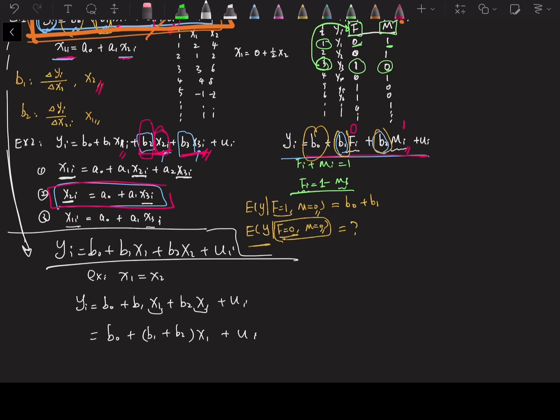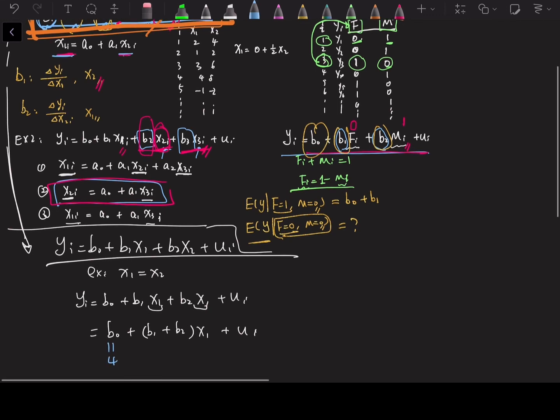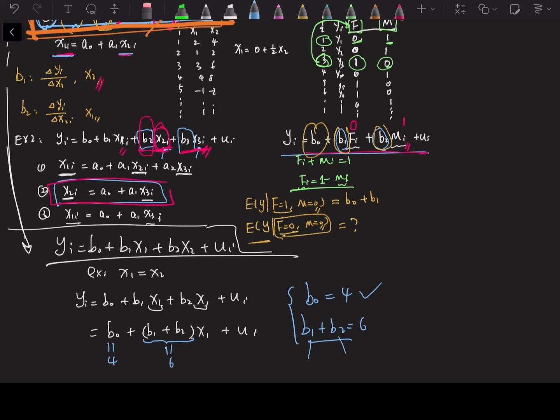So now Stata will give you a value for b0, for example 4, and a value for b1 plus b2, maybe 6. Then you have b0 equals 4, and b1 plus b2 equals 6. That's 3 unknown variables in 2 equations, so of course you cannot get all 3 variables estimated. b0 is 4, but the values of b1 and b2 are to be determined. Again, that's the consequence of perfect multicollinearity.